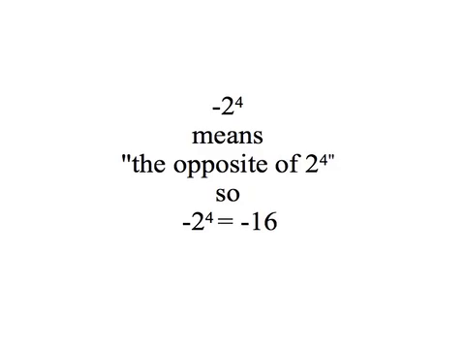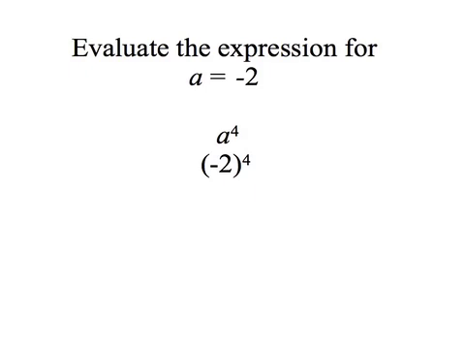So if we want to write it correctly, when the a is negative 2, in this case, when we raise a to the fourth power, the a is the base. So if the base is a negative number, we need to put parentheses around that negative number. And then we know that we're raising negative 2 to the fourth power, and we'll get positive 16.